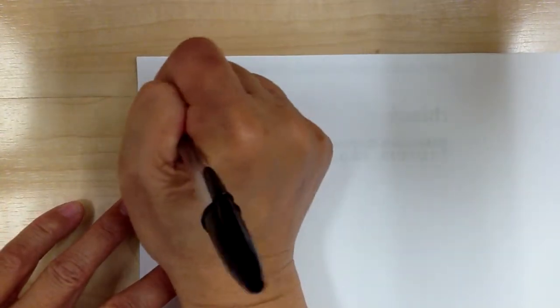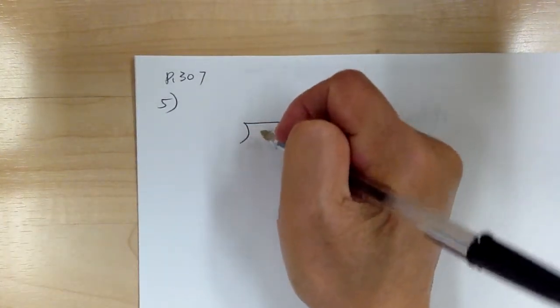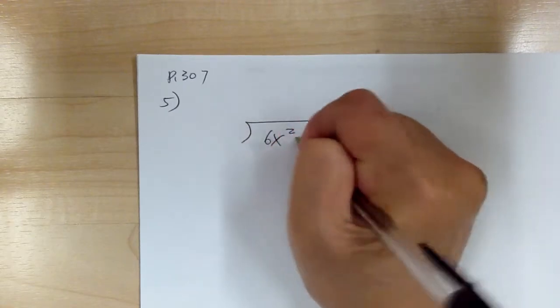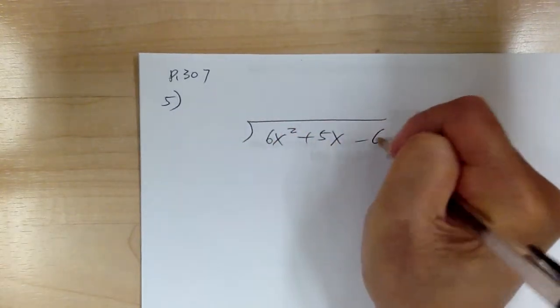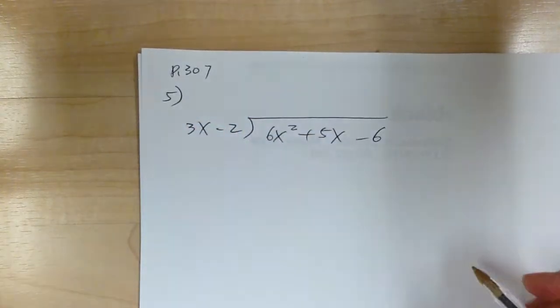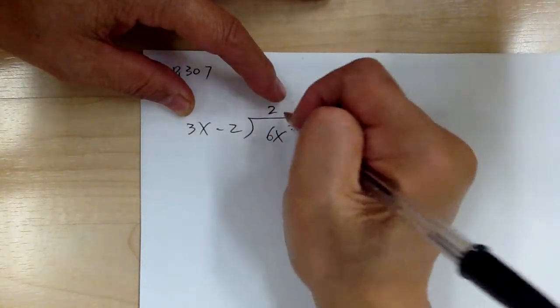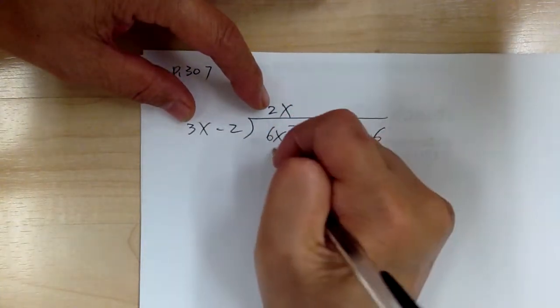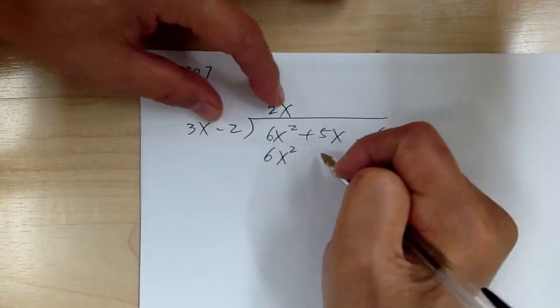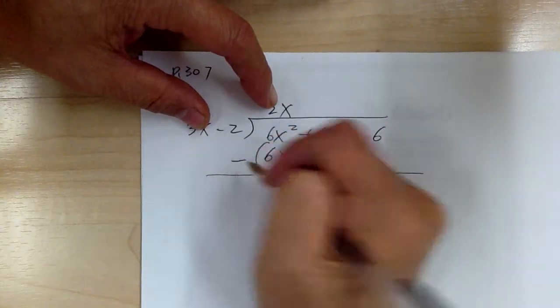Let's go to number 5. In number 5, you have 6x squared plus 5x minus 6, and you divide it by 3x minus 2. Okay, so in order to get 6, you need to get 2. In order to get x squared, you need to get x. Right? So when you multiply, you get 6x squared minus 4x. Draw the line, put in parentheses, subtract.